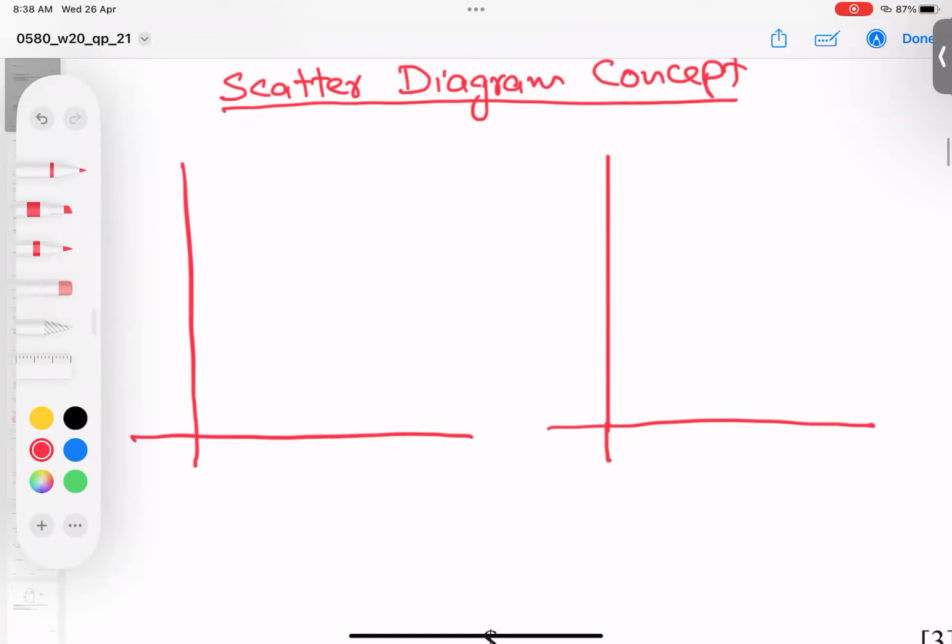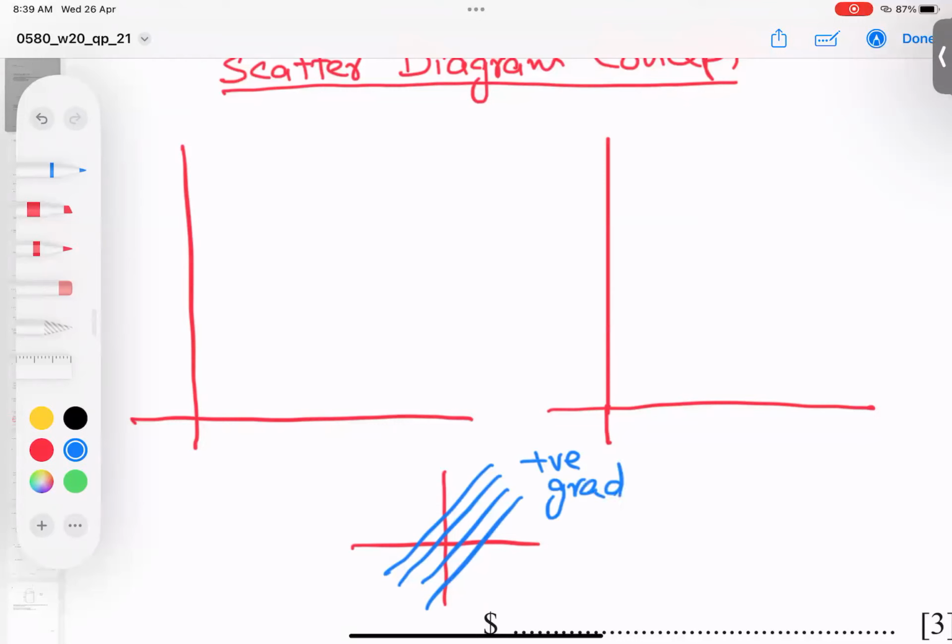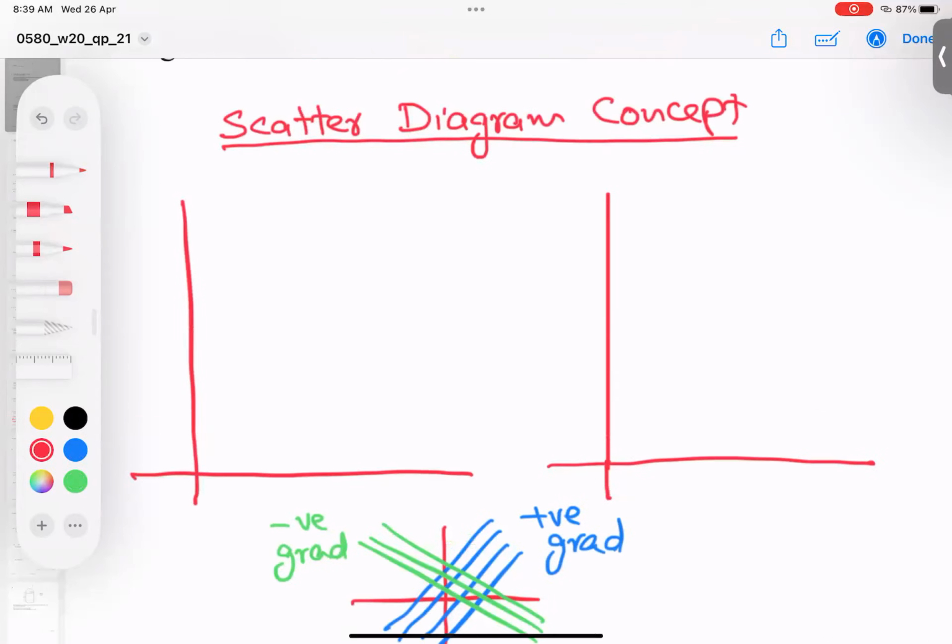And all of you students know that whenever lines cross this way, this way, this way, this way, they are all called positive gradient. Positive gradient. And all lines going this way, this way, this way have negative gradient. It is very, very clear. And the correlation topic is where we have a scatter diagram.